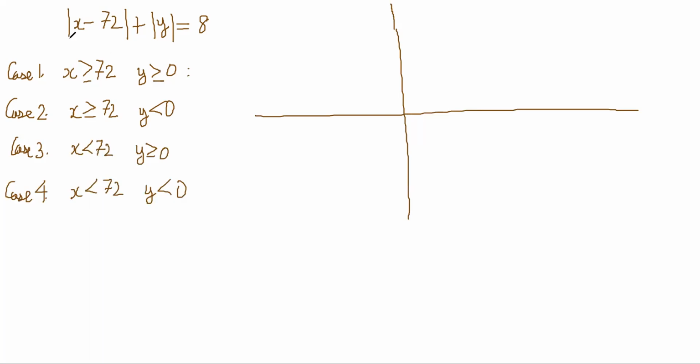In this case, what is the situation? x minus 72 plus y is equal to 8. So x plus y is equal to 80. So draw a line like this. This is 0 comma 80, and this is 80 comma 0. This is trivial stuff. Draw 4 lines, you'll get the area, right?